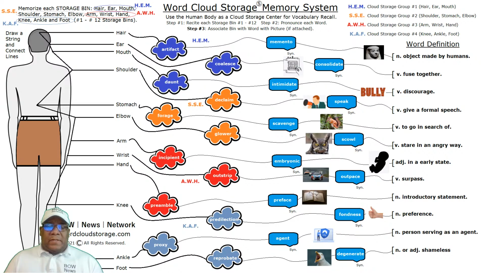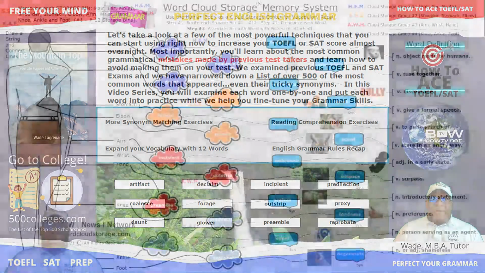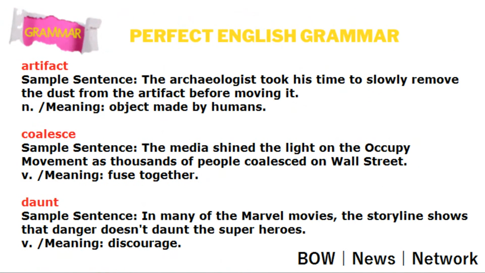And our next word in our first group, the blue group, is daunt, and we can clearly see here that daunt is mapped to intimidate, and even further to the picture word association of the word bully in red, and verb meaning discourage. Daunt. Let's see how it's actually used in a sentence here.